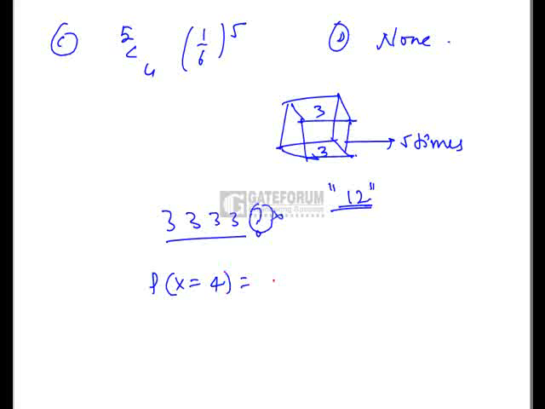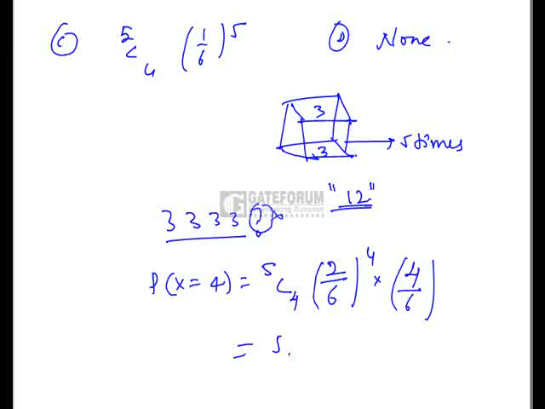We'll use the binomial theorem here, and the number of throws here is 5. And what do we need? We need exactly 4, and the probability of getting a 3 is nothing but 2 chances out of 6 chances, raised to the power of 4, into the probability of not getting it, which is nothing but 4 chances out of 6 chances.